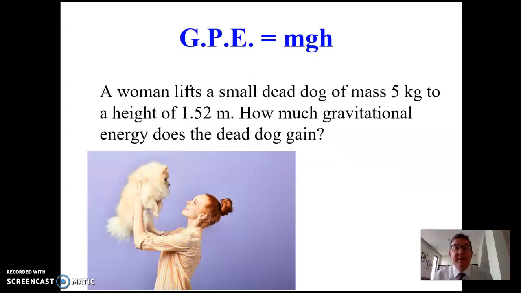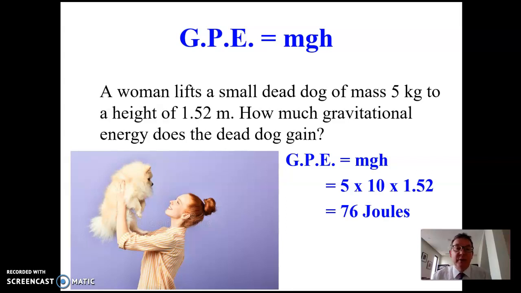Okay, so let's have a look at some examples. A woman lifts a small dead dog of mass 5 kilograms to a height of 1.52 meters. How much gravitational energy does the dead dog gain? That means how much has it now got compared to when it started.